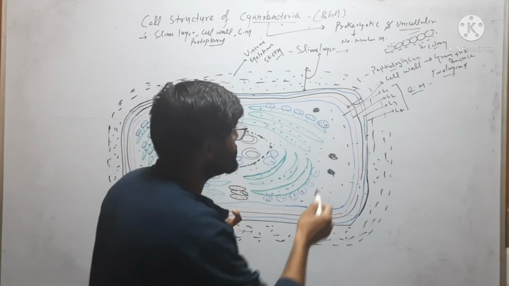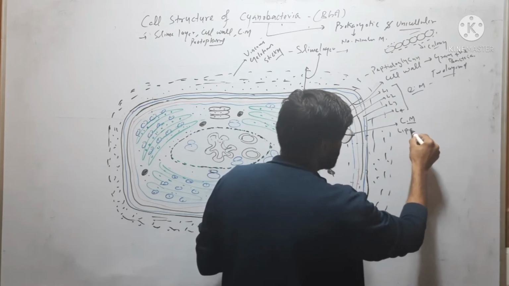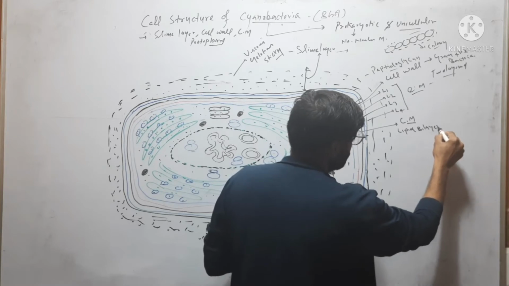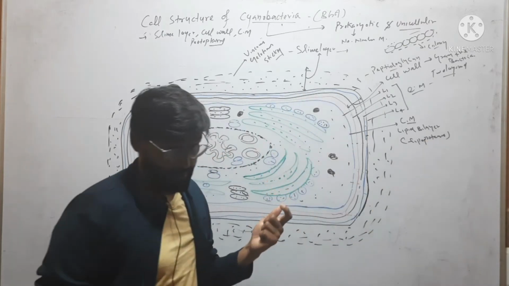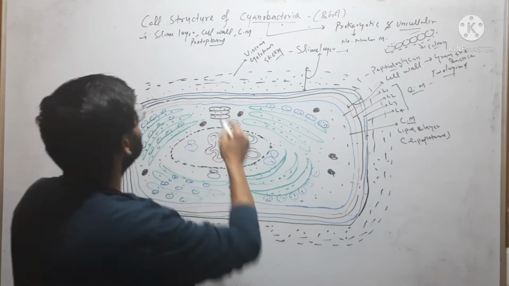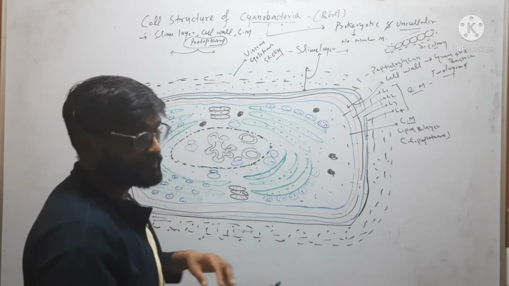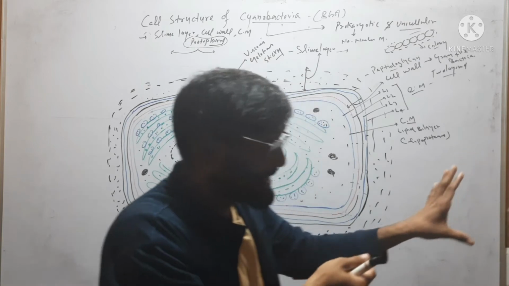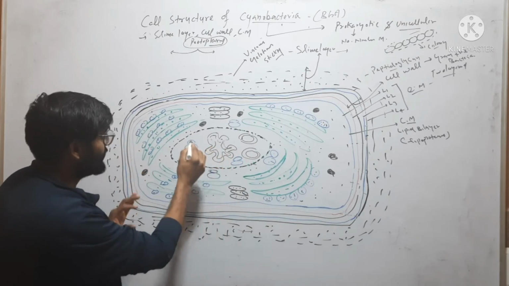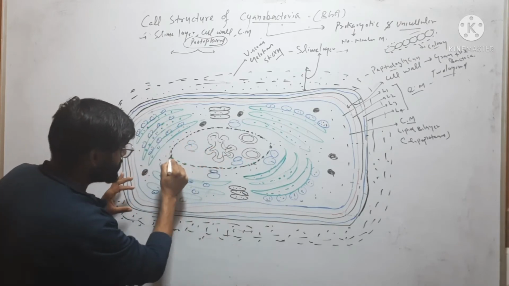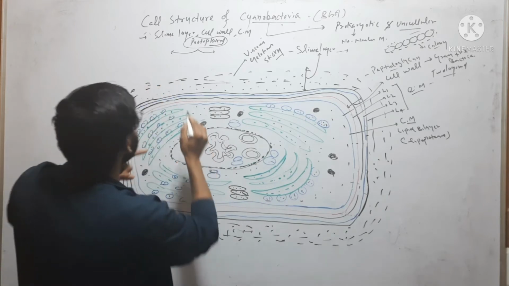Next to this cell wall is the cell membrane. It is a lipid bilayer, a lipoproteinous cell membrane. Inside the cell membrane is protoplasm. The protoplasm in cyanobacteria is divided into two regions: one is the outer region and another is the inner region. You can look at the structure of this cell. This is the outer portion and this is the inner portion. Here the outer portion looks colored.